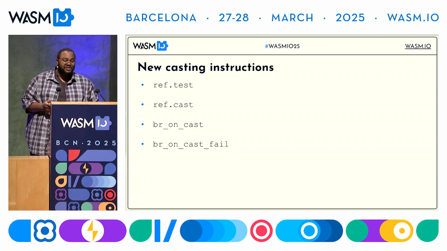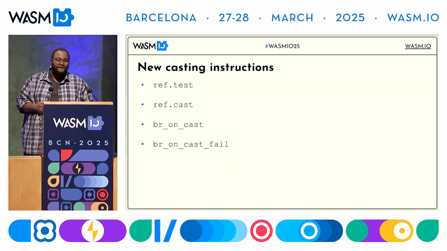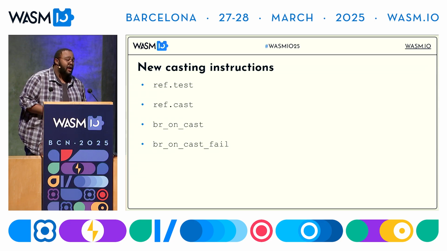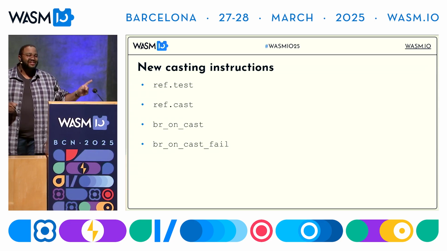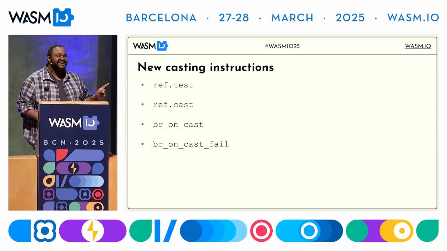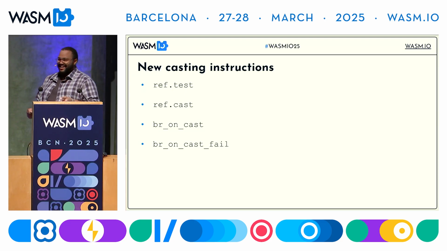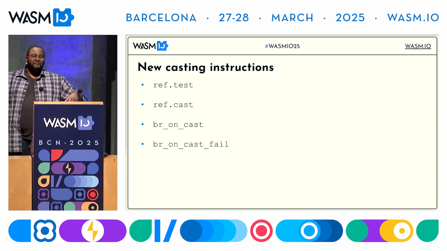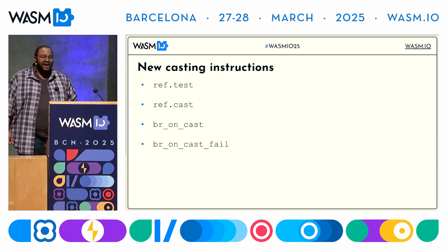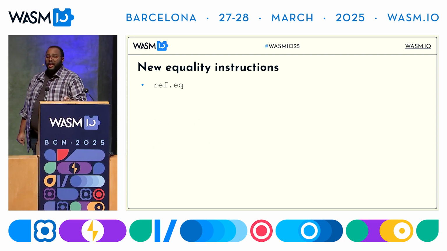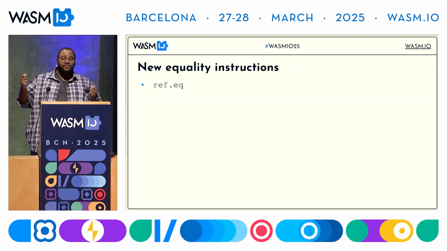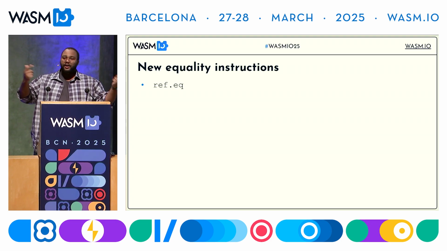Additionally, we have branch on cast and branch on cast fail, which is exactly like a ref test with an if statement, basically. If you're a fan of the br_table instruction, you may notice there is no br_table on cast and cast fail, which I'm just going to wait for until we get that instruction, but for now, it'll be OK. And then for equality instructions, for eq types in particular, you can test, are these things the same object?